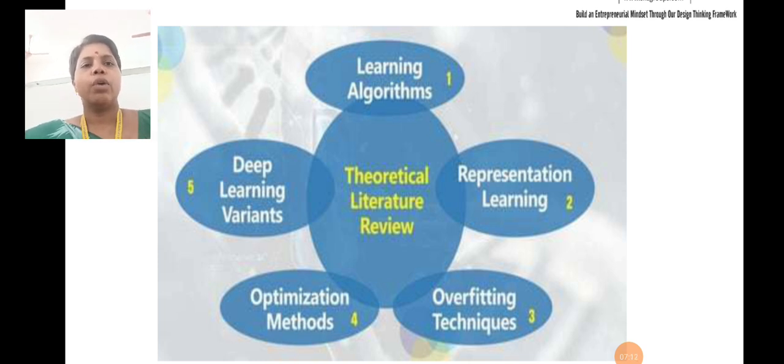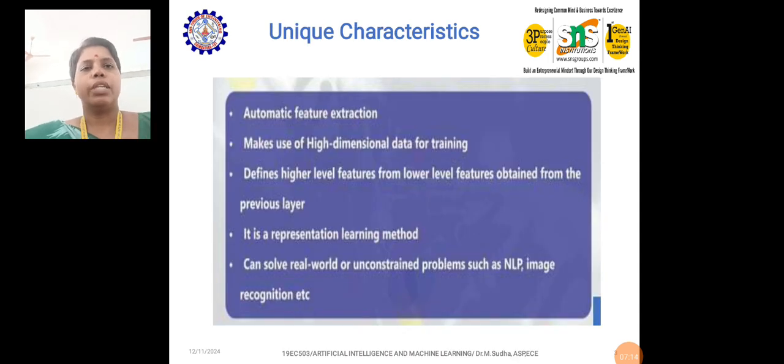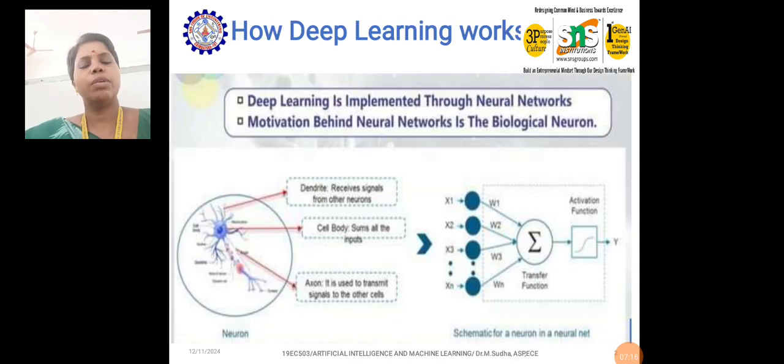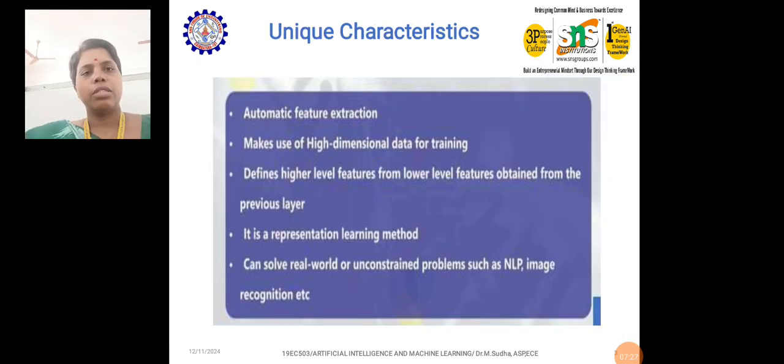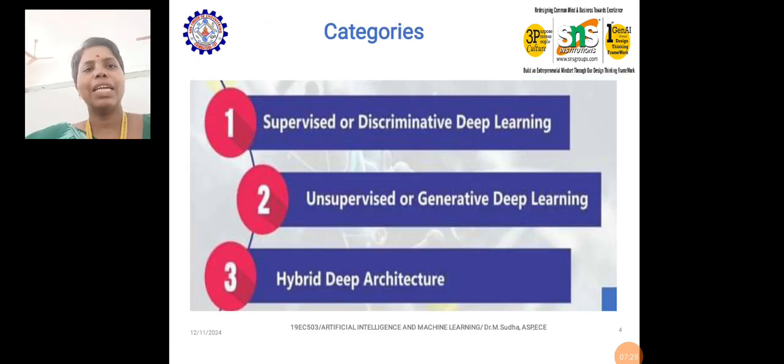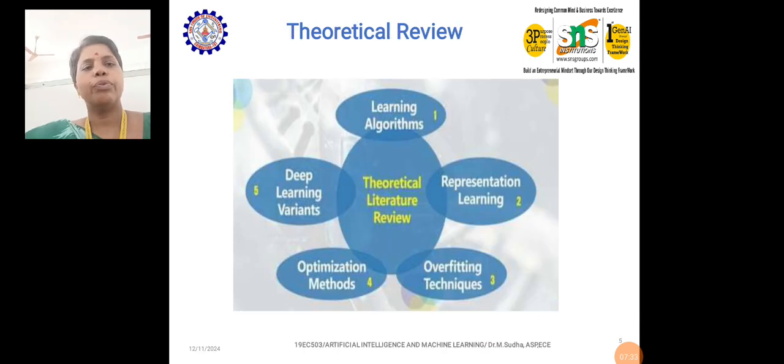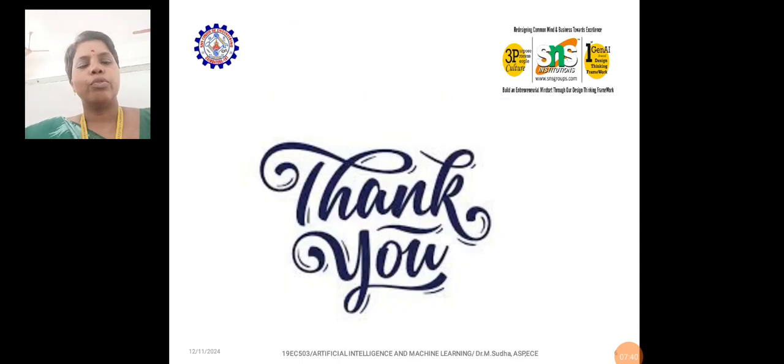So till now we have discussed how deep learning works with the biological neuron, how it differs from biological neurons, and how it is aligned with them. We discussed the unique characteristics of deep learning, the categories of deep learning, as well as the theoretical review, the parts we could concentrate on while analyzing a problem. Okay, thank you for your patience.